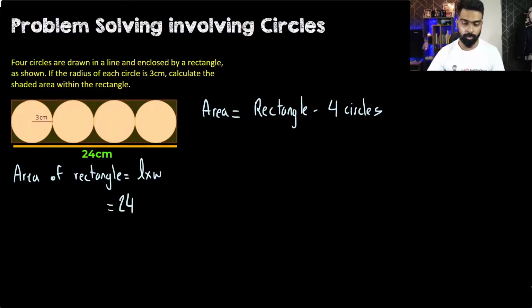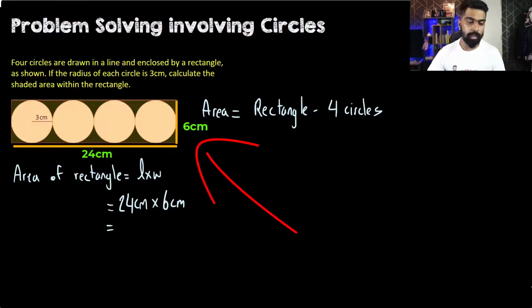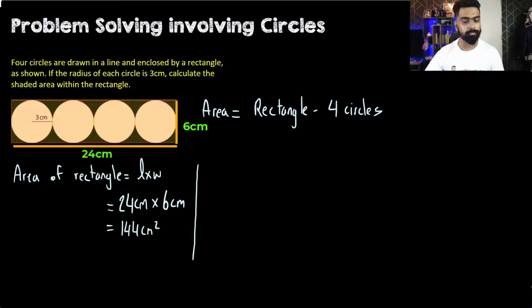So we have 24 cm multiplied by its width. So the width, guys, will be the diameter of the circle, right? The diameter of the circle is 6 cm. Therefore the area of this rectangle will give us 144 cm square, right guys? Now we have found the area of the rectangle. Now let's go ahead and find the area of 4 circles, right?